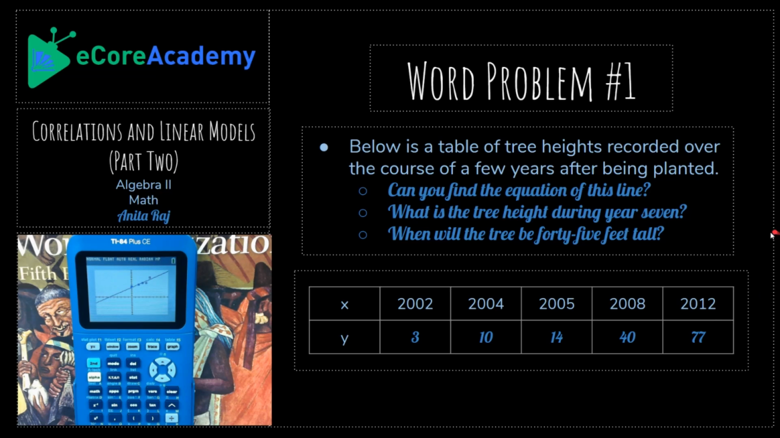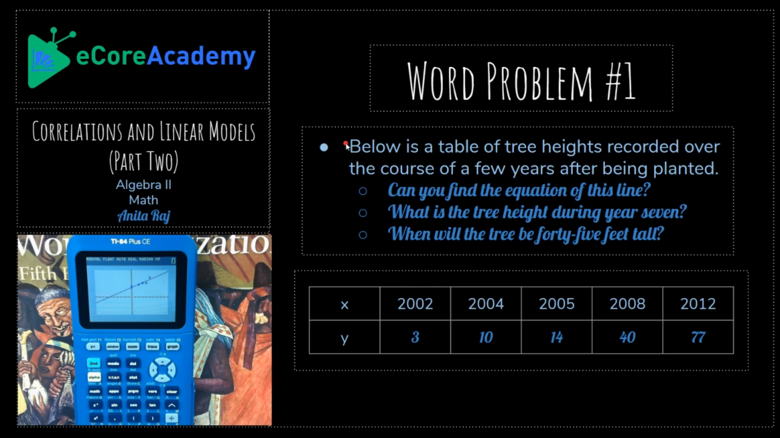Okay, so the word problem says, below is a table of tree heights recorded over the course of a few years after being planted. Can you find the equation of this line? What is the tree height during year 7? When will the tree be 45 feet tall? So there are 3 questions, and they've given us an outline of what the table below represents, and they've also given us the table. So let's read it again.